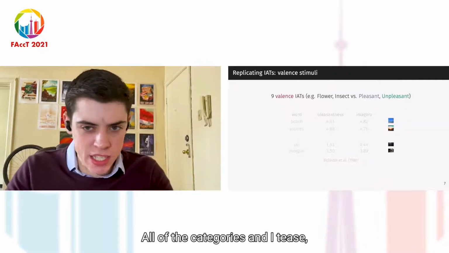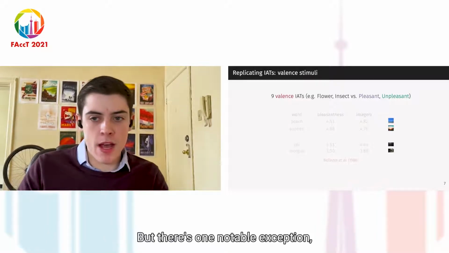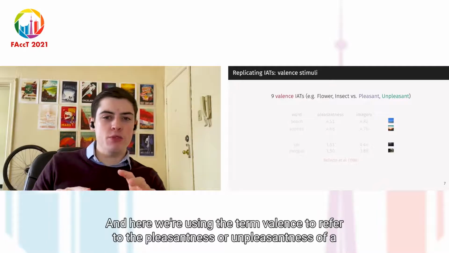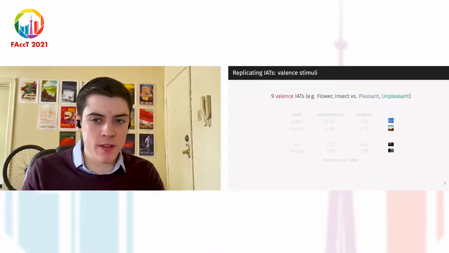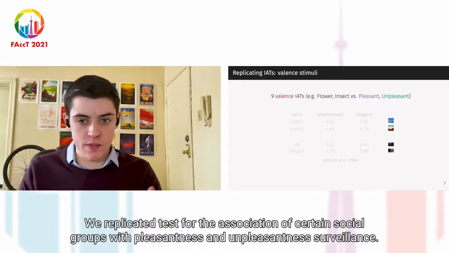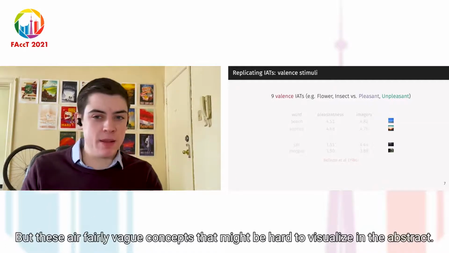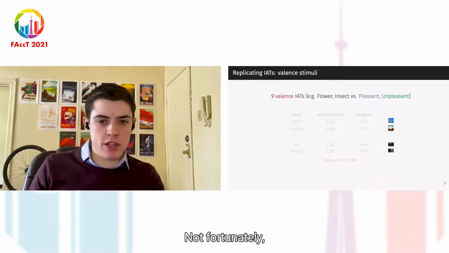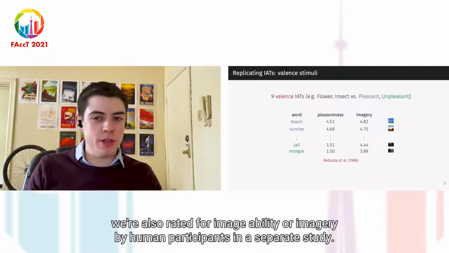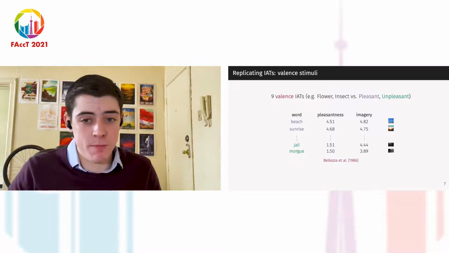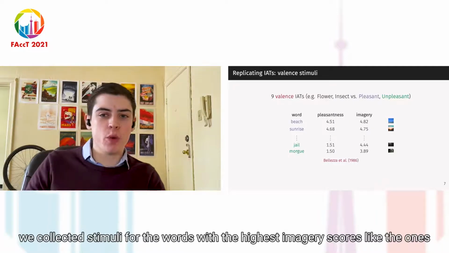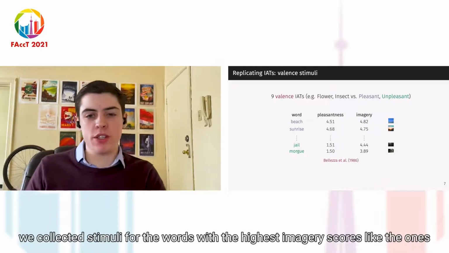All of the categories in the IATs use exemplars that are fairly easy to visualize, but there's one notable exception, and that's the valence IATs. Here we're using the term valence to refer to the pleasantness or unpleasantness of a concept. 9 of the IATs we replicated test for the association of certain social groups with pleasantness and unpleasantness, so valence. But these are fairly vague concepts that might be hard to visualize in the abstract. Fortunately, many of the exemplars that were used in the original IATs, like beach or morgue, were also rated for imageability or imagery by human participants in a separate study. So to represent pleasantness and unpleasantness in images, we collected stimuli for the words with the highest imagery scores, like the ones shown here.